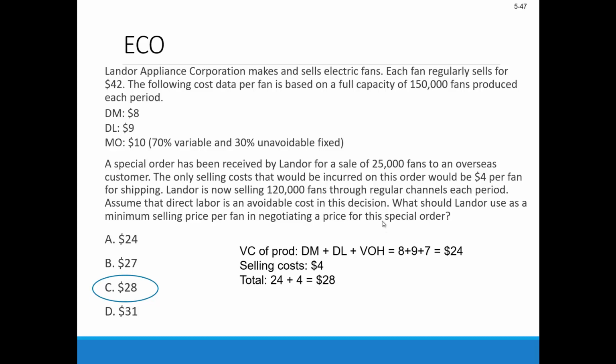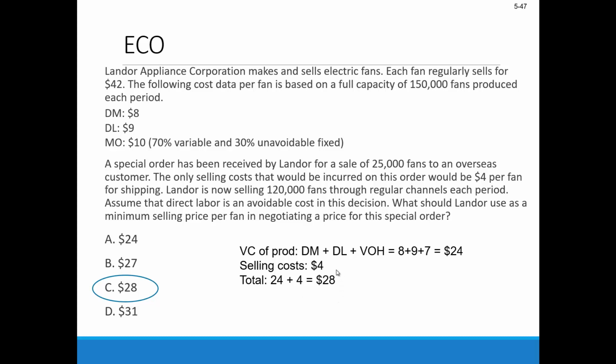The price there is $28. To come up with that, we want to consider all the incremental cost of producing and selling these 25,000 fans to the overseas supplier. So we have the variable cost of production: the direct materials at $8, the direct labor at $9, and then the variable portion of the overhead at $7. That's a total of $24. We also have that incremental selling cost of $4 per unit for shipping. So in total, 24 plus the 4 gives us a jumping off price at $28.